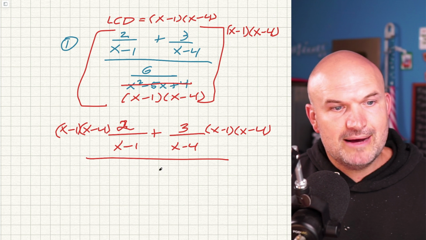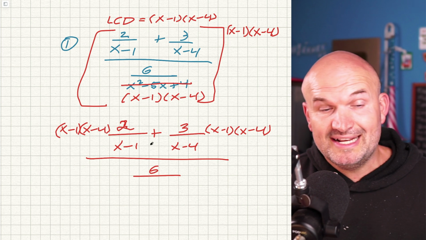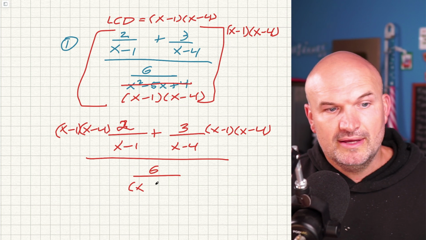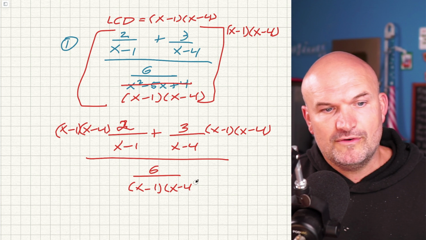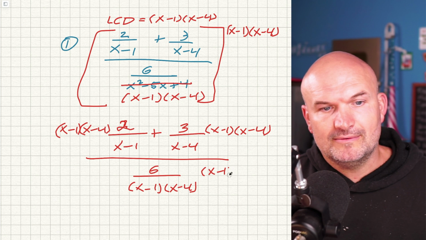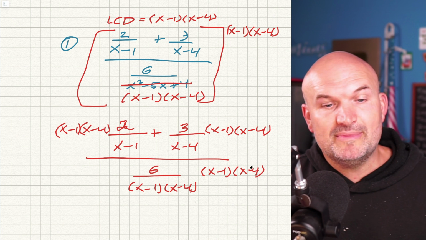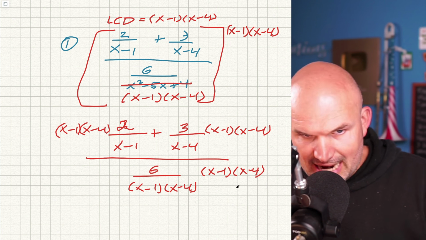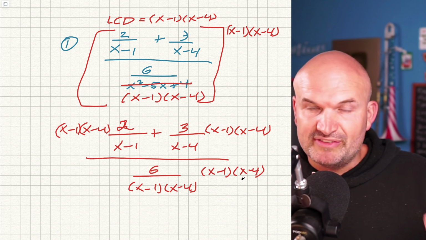And then my big denominator here, I have 6. Again, I'm going to write it in its expanded form, x minus 1 times x minus 4, and then again, multiply it there. So this is really important. You have to make sure whatever you do in the numerator, you do in the denominator. That's going to produce an equivalent fraction.